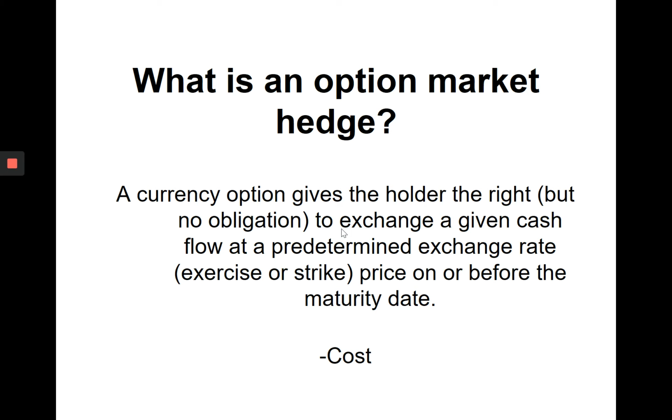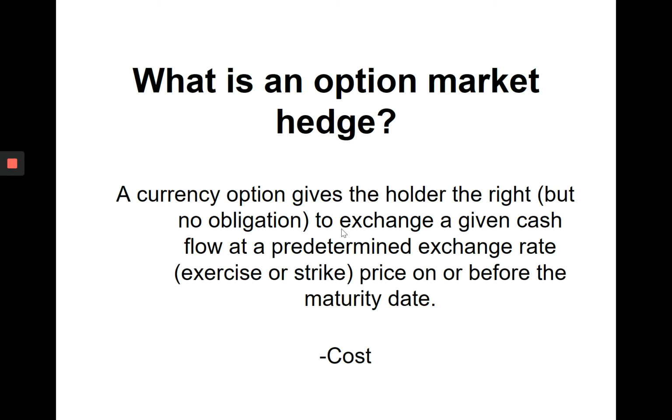So let's go back to this definition. A currency option, so the underlying asset is currency, gives the holder the right but no obligation to exchange a given cash flow at a predetermined exchange rate. And that exchange rate is called exercise or strike price on or before the maturity date. Let's say the maturity date is 6 months. If we can only exchange our money 6 months from now, we call this a European option. If you are allowed to exercise your option anytime between now and 6 months, we call it an American option.